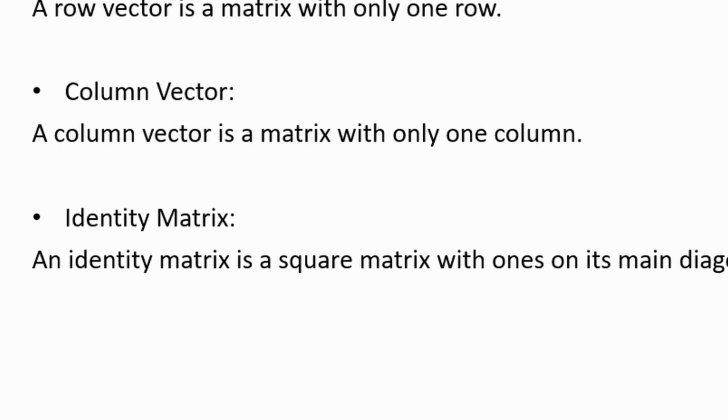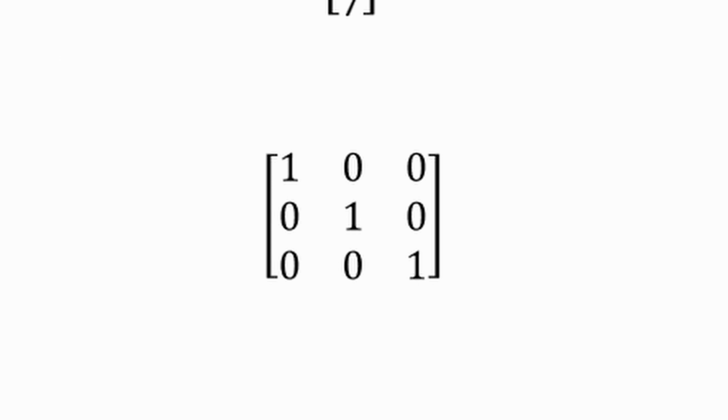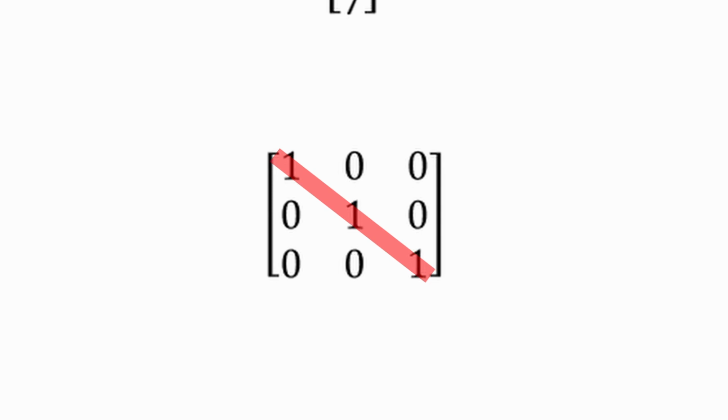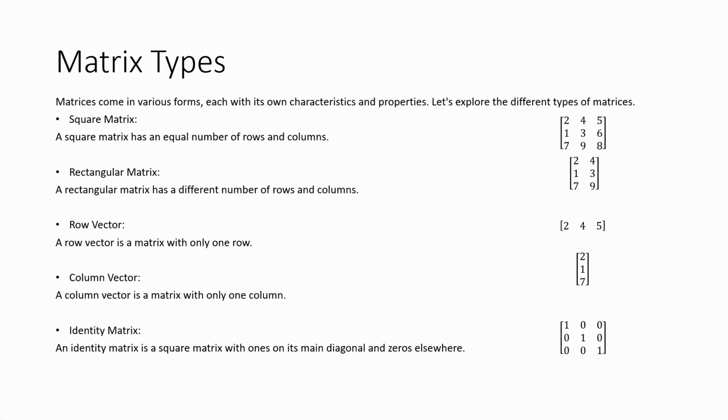Next, we have identity matrix, which is a square matrix with ones on its main diagonal and zeros elsewhere. So, as you can see, the ones make a diagonal line in the middle, right? So this is the 3 by 3 identity matrix. And soon I will show you the 2 by 2 identity matrix.